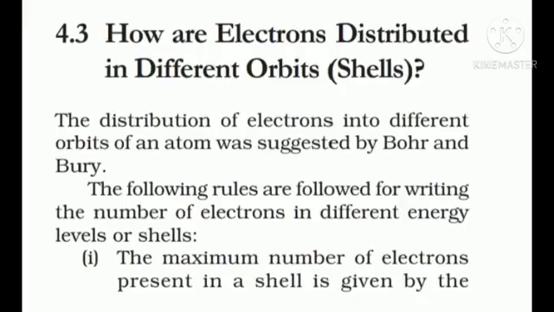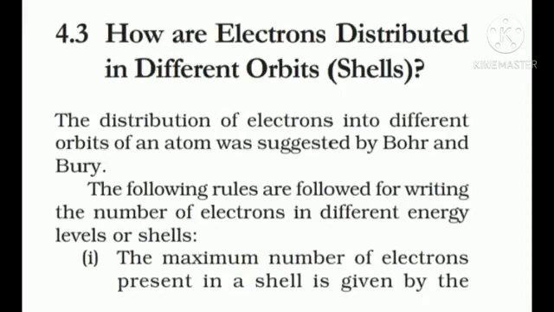Hello students, let us know how electrons are distributed in different orbits. The distribution of electrons into different orbits of an atom was suggested by Bohr and Bury. The following rules are followed for writing the number of electrons in different energy levels or shells.